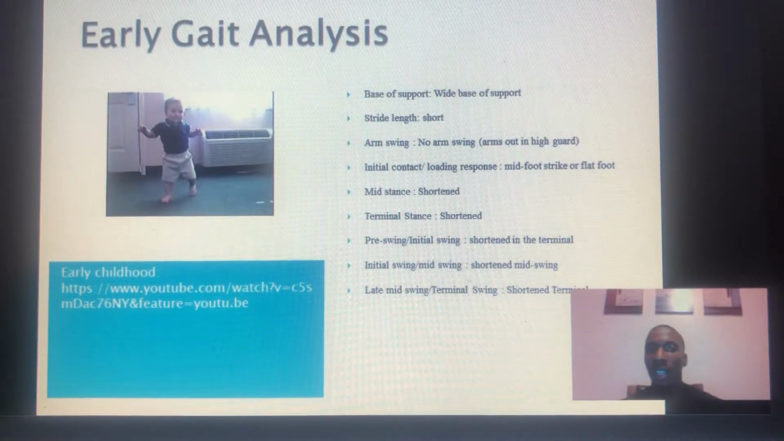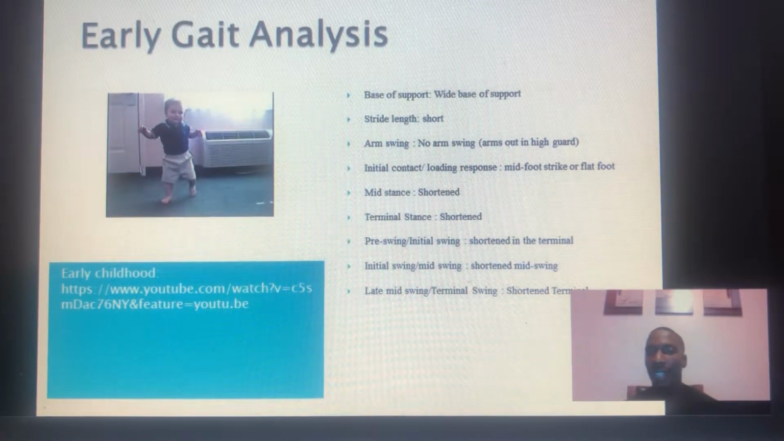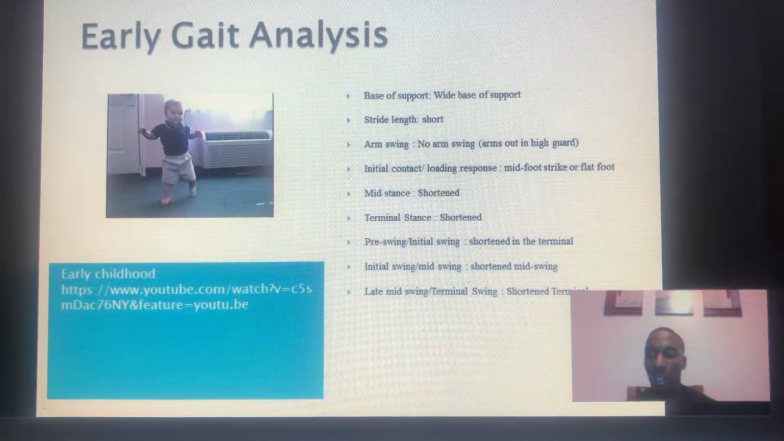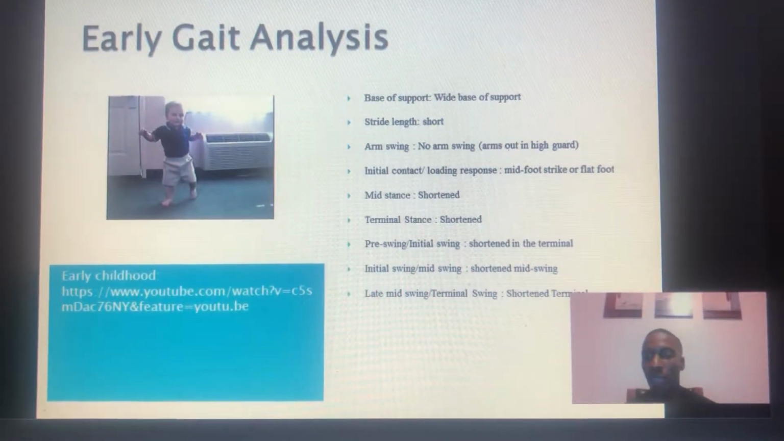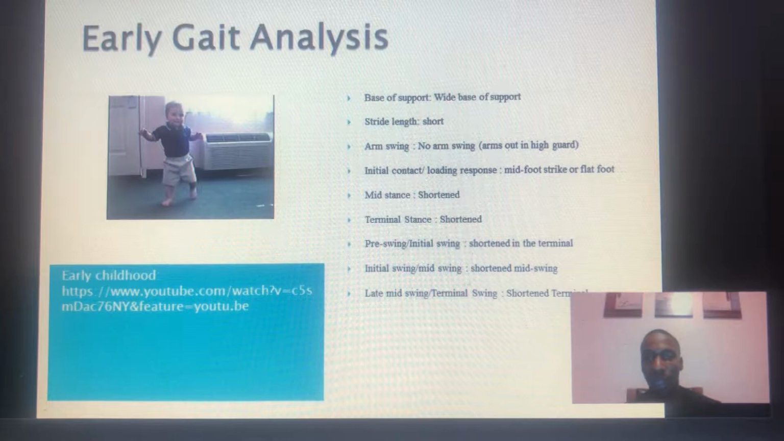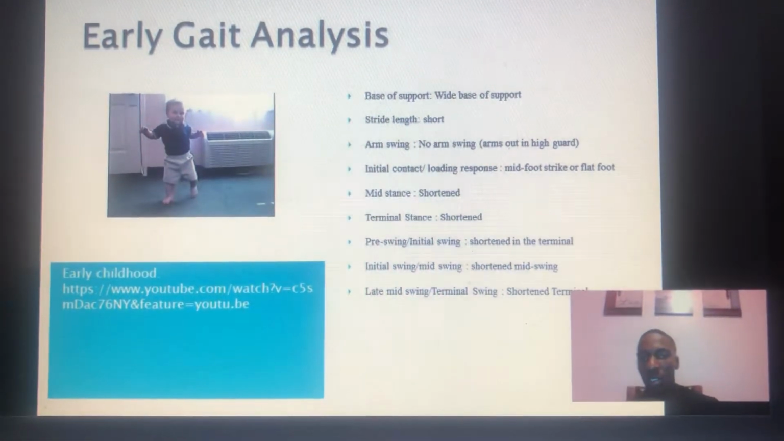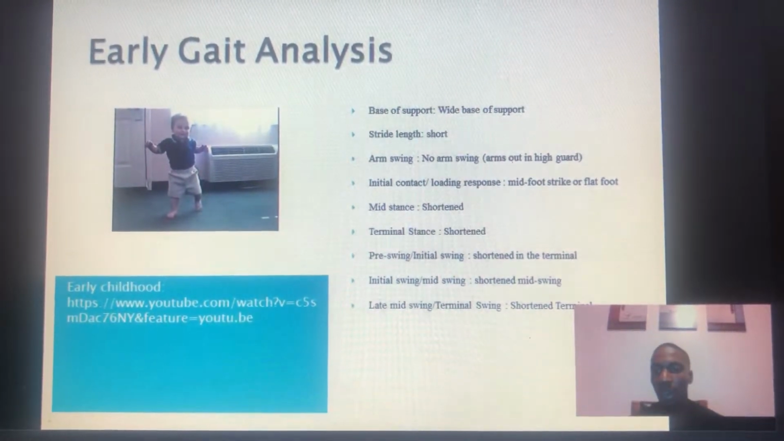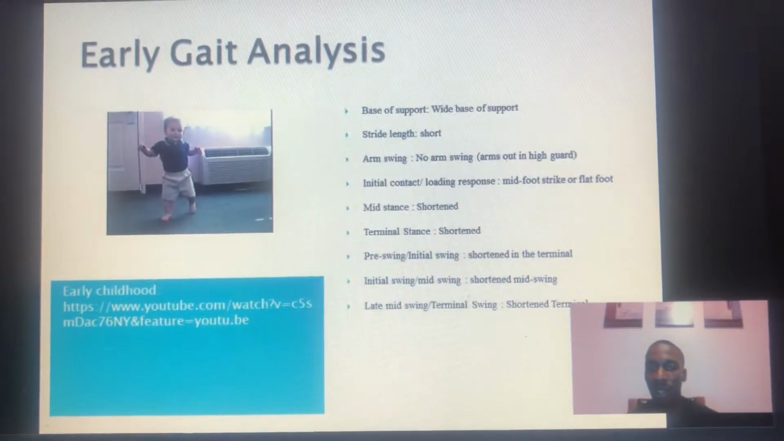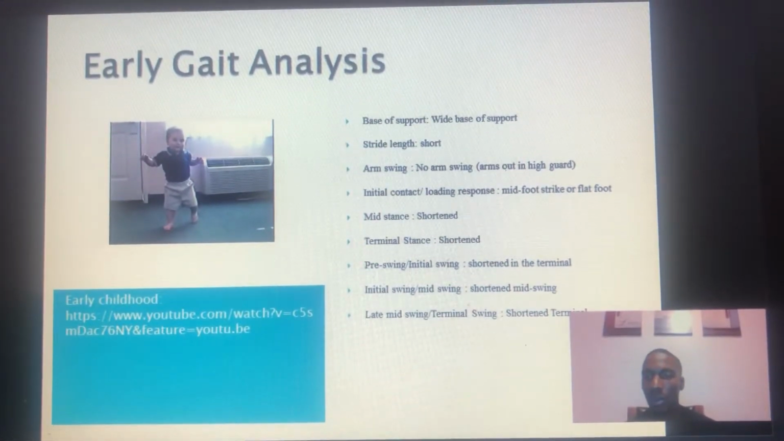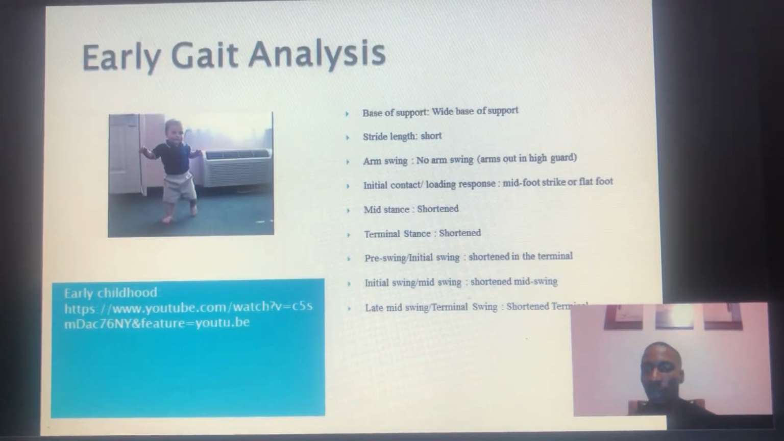So the early gait analysis would be the base of support is a wide base. Stride length would be shorter because of the less extension on the leg, and it doesn't have as much flexion as, let's say, an adult. There are no arm swings, so the child would have their arms out in high guard. Initial contact and loading response would be mid-foot strike or flat foot.